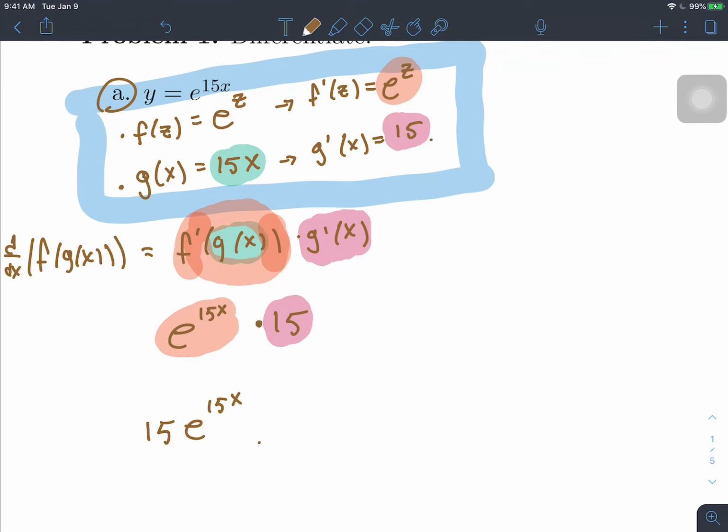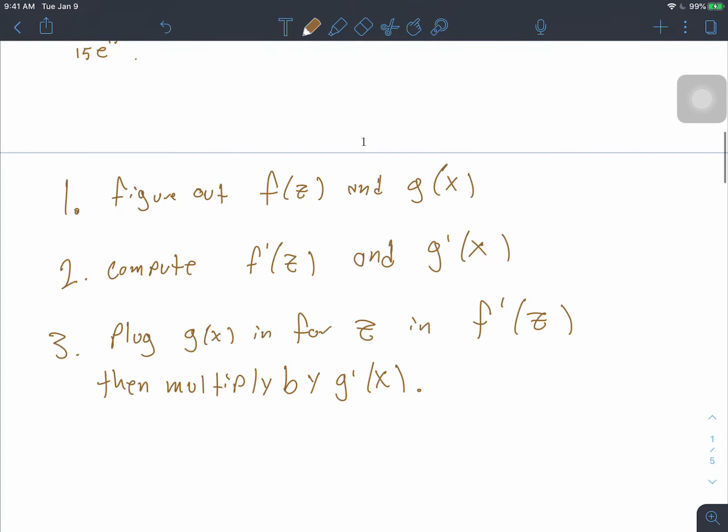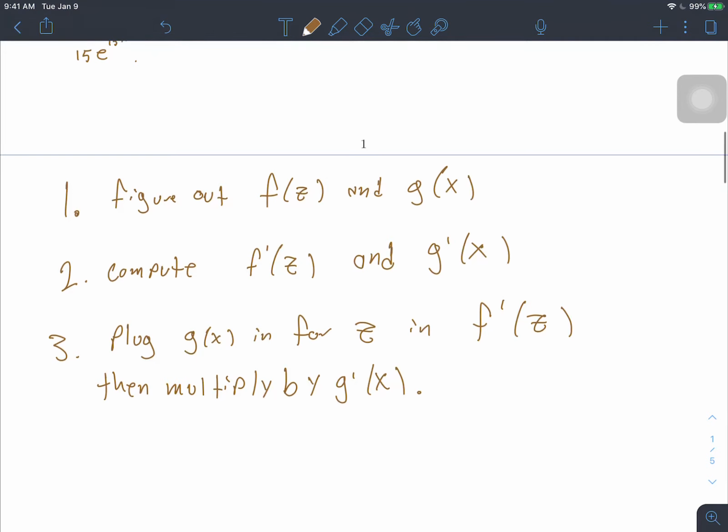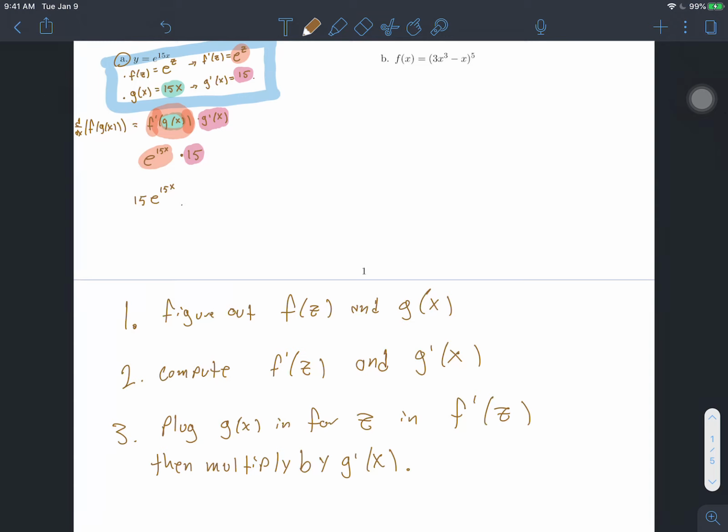Yes? Can you go back to those rules quickly? I didn't get all of them. Sure thing. Thank you. The rules are first to figure out what f of z and g of x are. So let me see if I can get it all on the same page. You guys all read all that? So first of all, we had to figure out what f and g were, the inside and the outside function. Then we took their derivatives. At that point, I drew the blue box around all of my ingredients, and I decided it's time for step 3, which is plug g of x in for z in f prime of z.